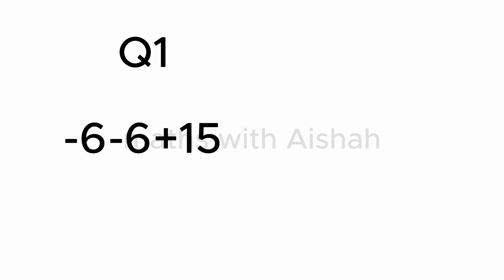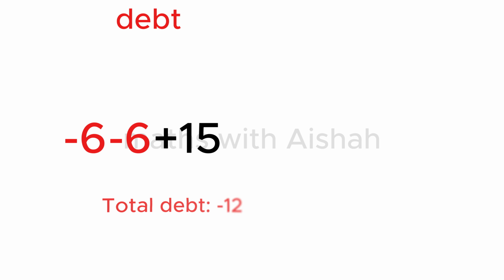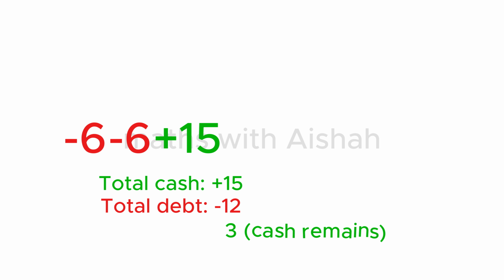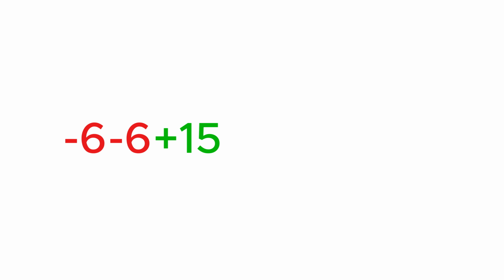We have $6 debt, another $6 debt, then we receive $15 cash. So our total cash is 15 and our debt is 12. If we pay our debts from our cash, we still have 3 remaining. Cash remains. So minus 6 minus 6 plus 15 is equal to 3, or plus 3, because it is cash that remains. That is why it is plus 3 or 3.